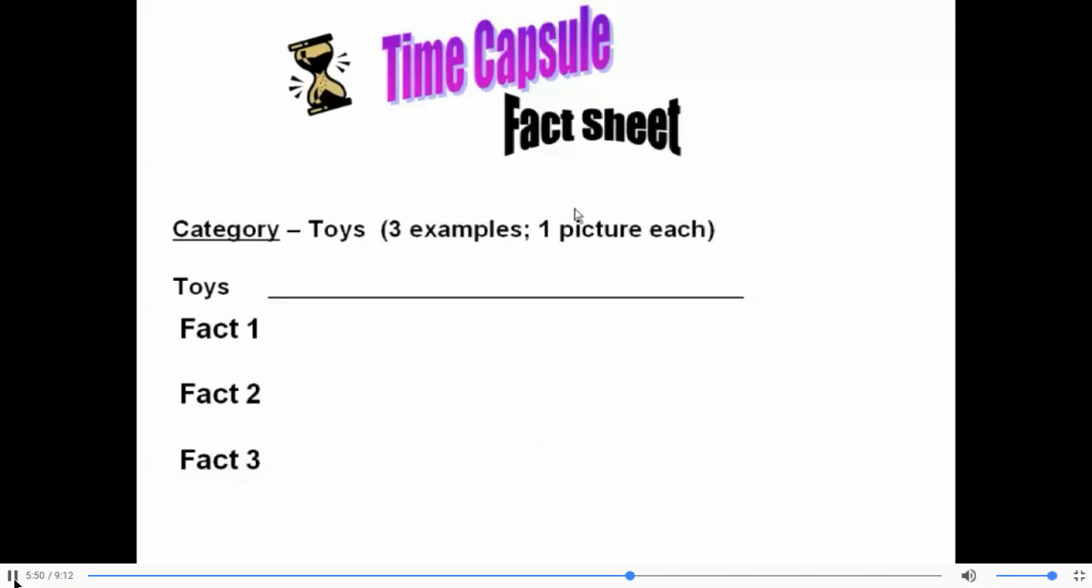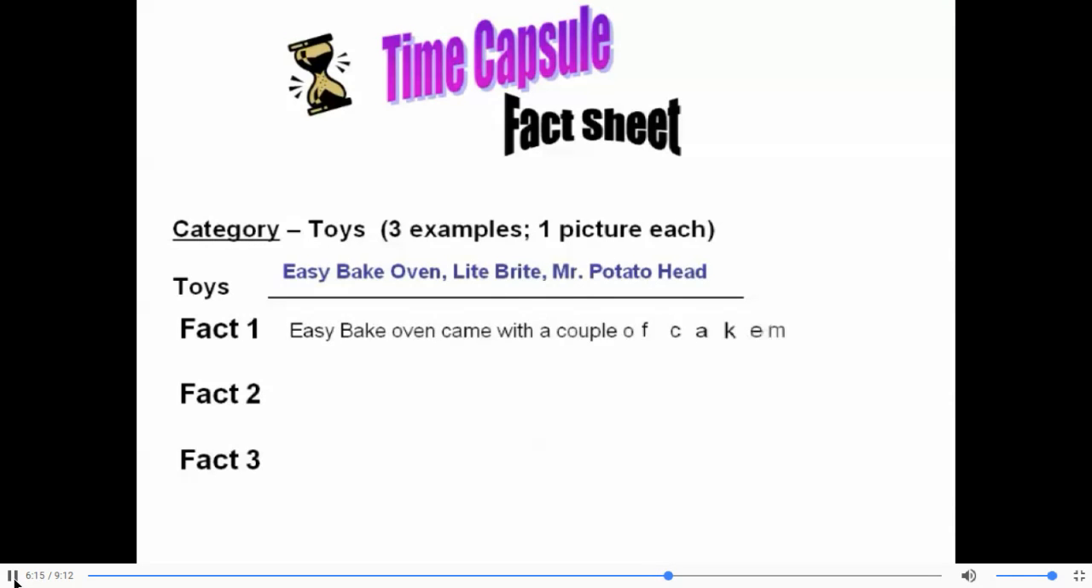So, in the 1960s, I do a little research and I find these three toys were played with by children back in the 1960s. Now, my first fact will be about this toy. My second fact will be about my second toy. And my third fact will be about my third toy. The Easy Bake Oven came with a couple of cake mixes and pans. That is a true fact. I checked a couple of different websites and they both agreed.